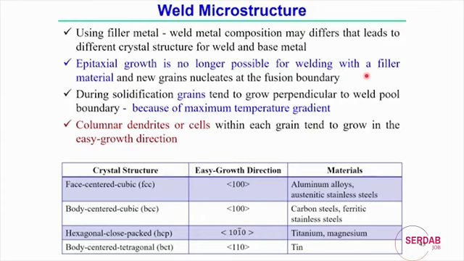In the case of hexagonal close pack, titanium and I think magnesium, and body center tetragonal structure such as tin, the easy growth direction is <110>, that means along the face diagonal of a unit cell.